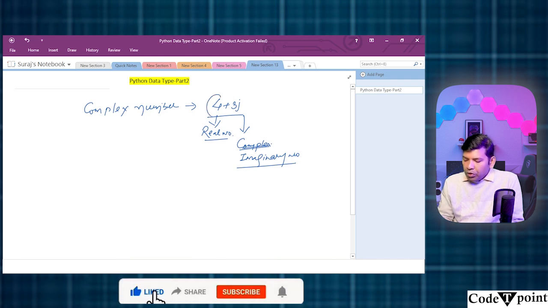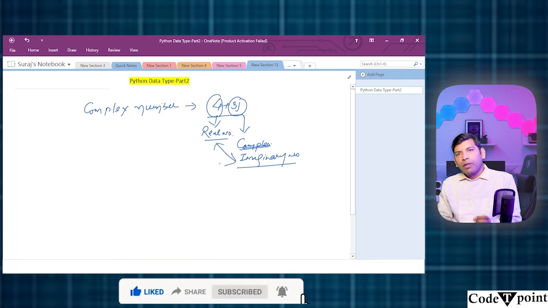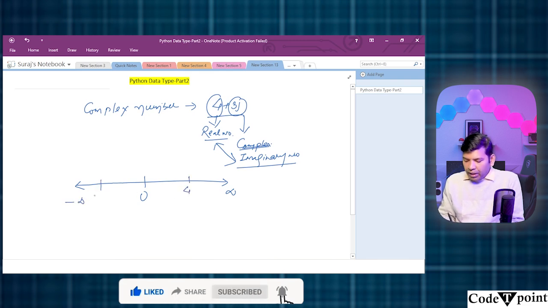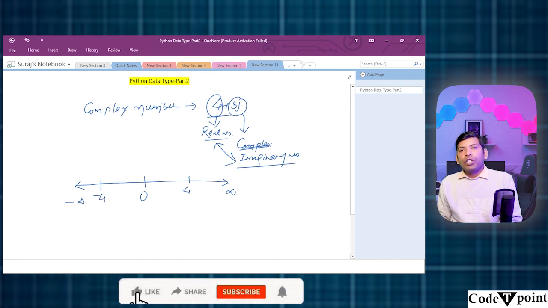Okay. So the question is why we call the combination of these two elements a complex number. To answer this question, we can represent a real number on the line graph. Let's say this is my origin, this is my positive infinity, and this is my negative infinity. So we can represent 4 over here, correct? And minus 4 over here, correct? So this number we can represent on the line graph. What about this case?